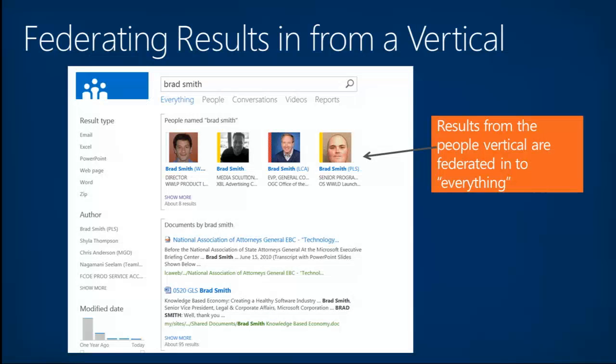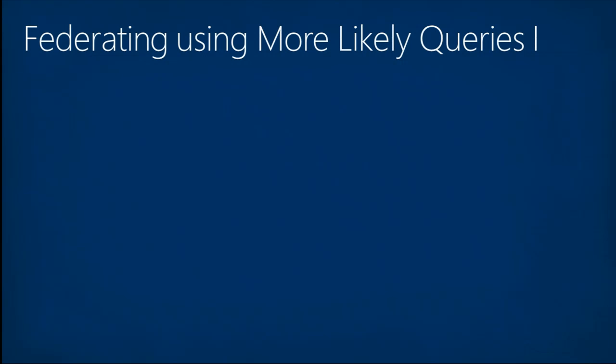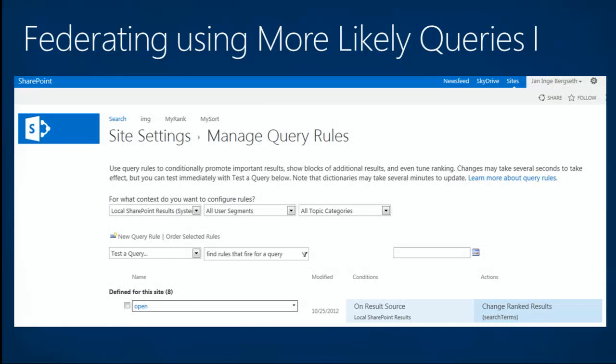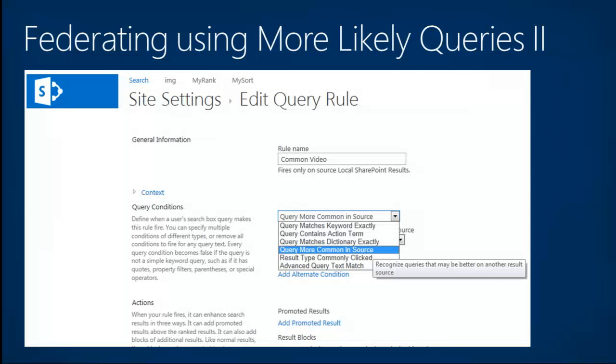And this brings us back to the historical rules. What they'll let you do is say, if people have been typing this query quite a lot into a different vertical, then you'll typically bring the remaining results in from that vertical. The way you do that is you configure a new query rule, and you use the "query more commonly used in source" condition. Joninga, can you demonstrate that?